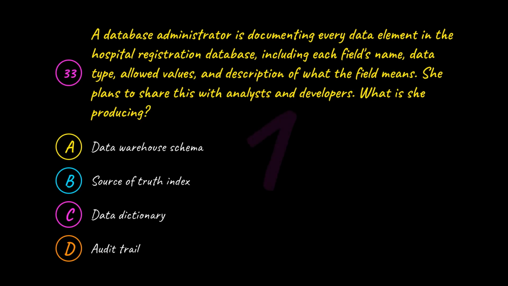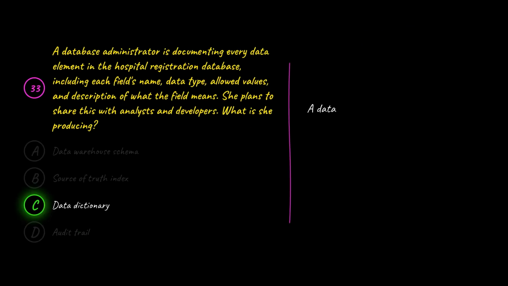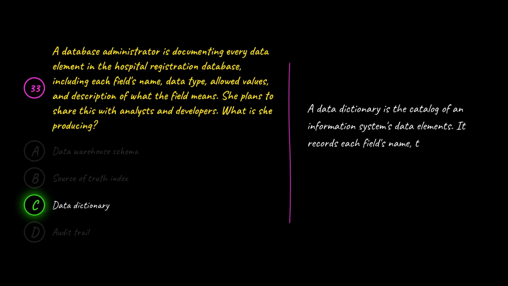The correct answer is C. Data dictionary. C is correct because a data dictionary is the catalog of an information system's data elements. It records each field's name, type, allowed values, and meaning so that everyone who touches the data uses it consistently.